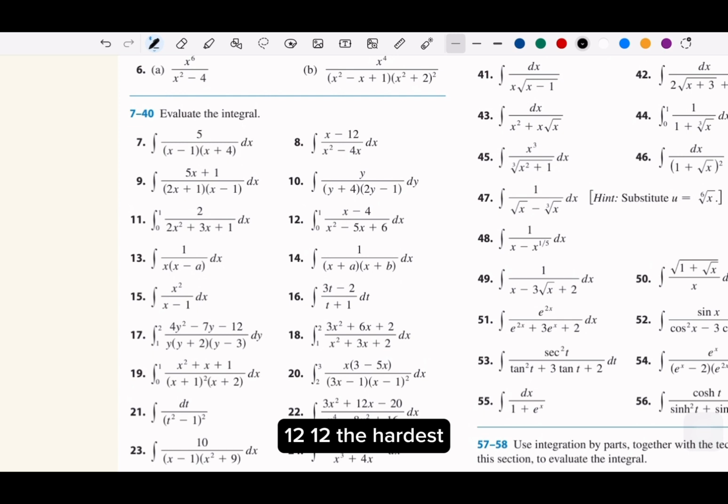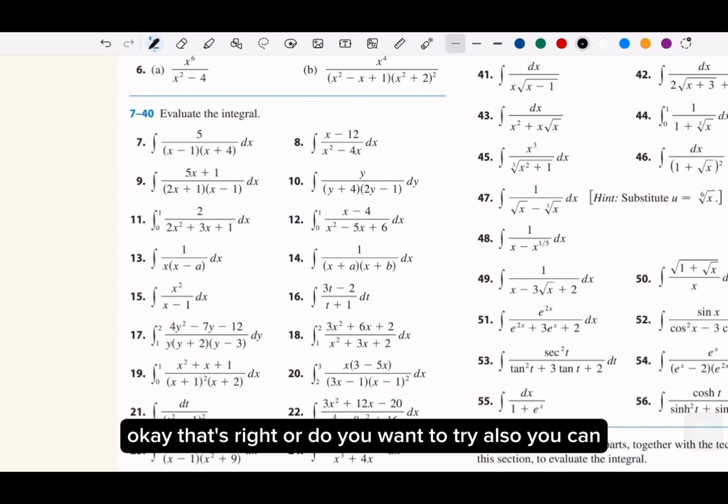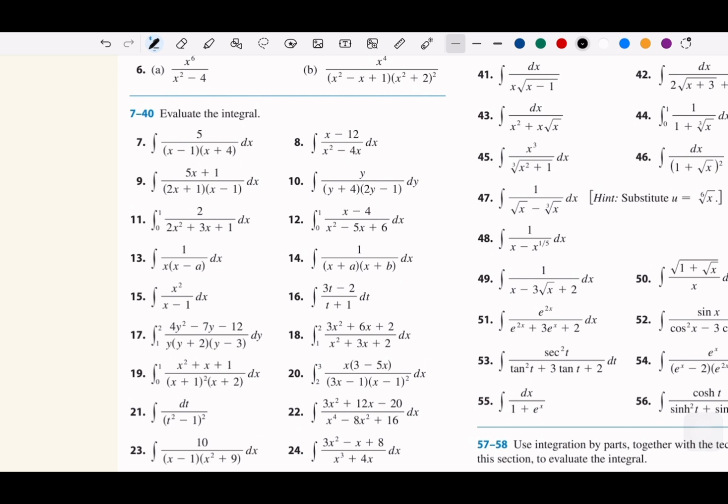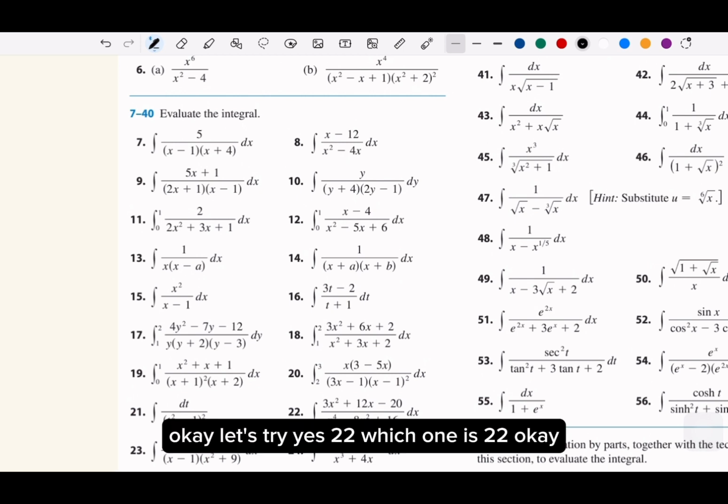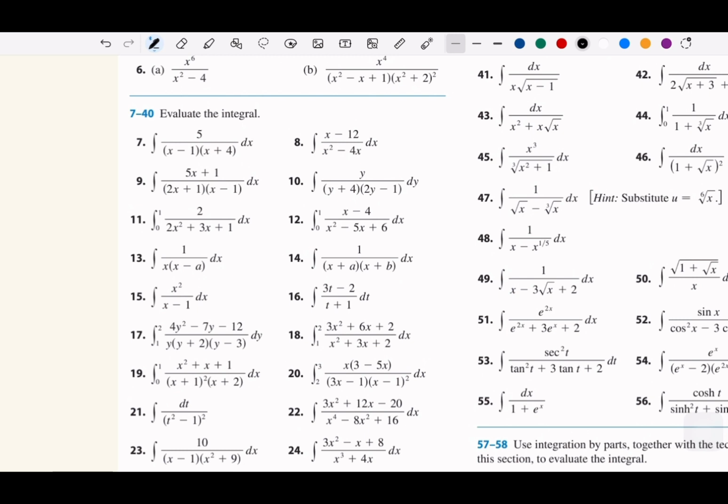Which one is the hardest one? I consider the hardest one is around here and around there, so maybe focus here first. 18? Agree? Okay, let's try. Or do you want to try also? You can. Okay, let's try. Yes? 22. Which one is 22? Okay, it's power of 4.